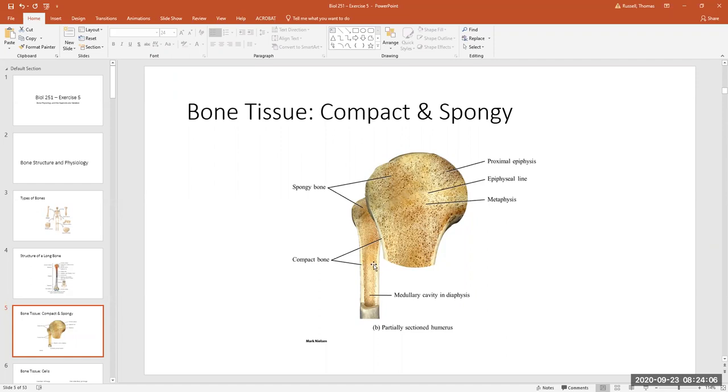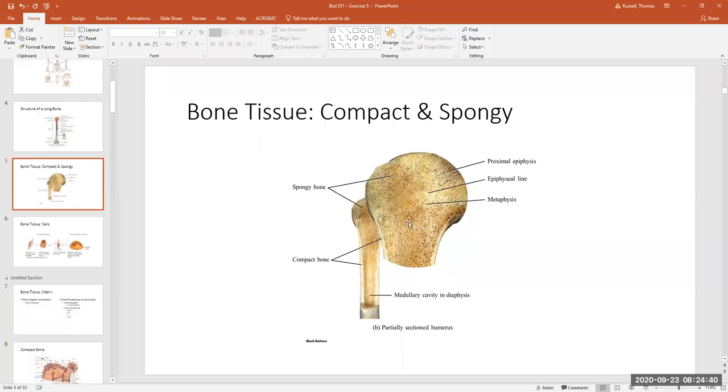Also, long bones have a hollow center in the diaphysis. I forgot to mention that. So in the very middle of a long bone, none of the other bones, just in the middle of long bones, there is a cavity. It's called the medullary cavity. And in this medullary cavity is another type of marrow. It's called yellow bone marrow. And yellow bone marrow basically is adipose tissue. So it's basically fat in the middle of our long bones.